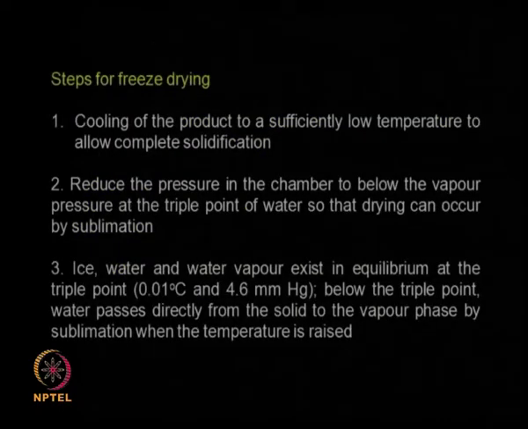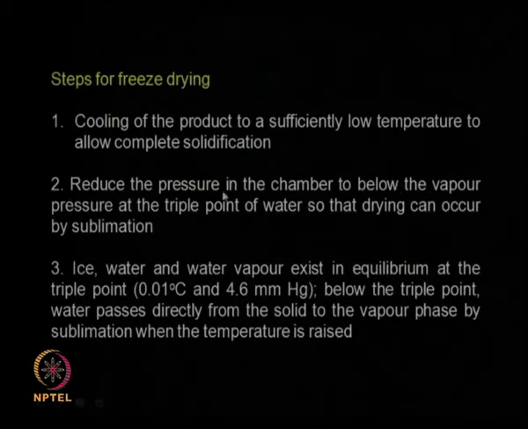So what are the various steps in freeze drying? What you do is you first cool the product to a sufficiently low temperature. By doing that you are completely solidifying, or converting, the material into a solid form. Then you reduce the pressure in the chamber to below the vapor pressure at the triple point of water, so that there is sublimation. What is sublimation? You are converting solid into vapor, that is what is called sublimation, right. So you are converting the solid water into vapor.